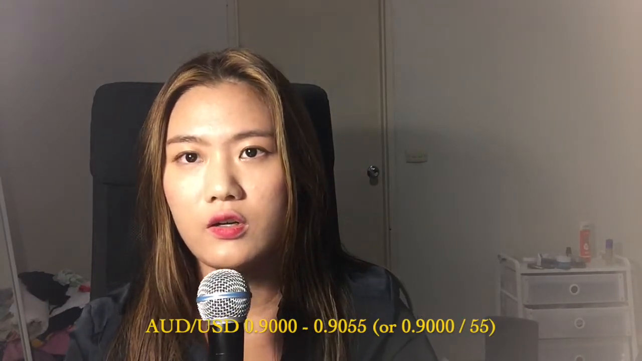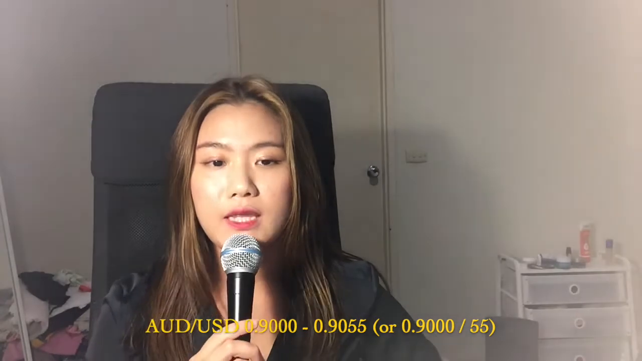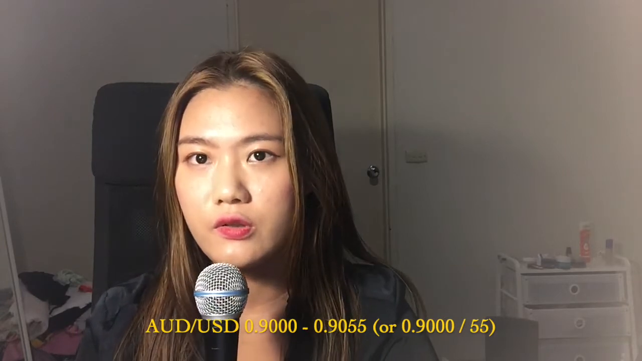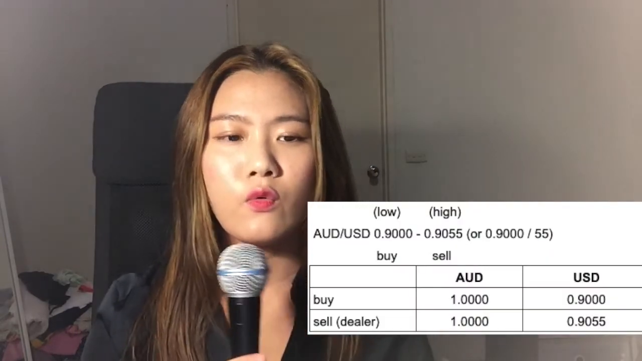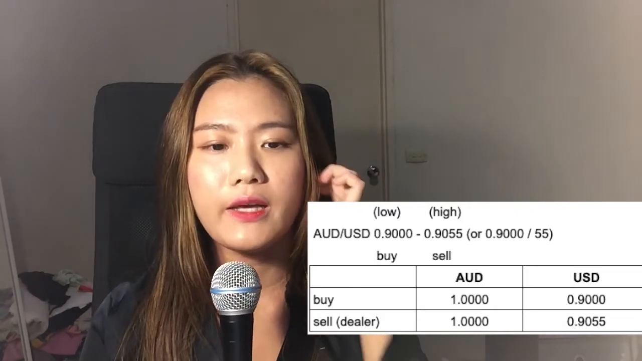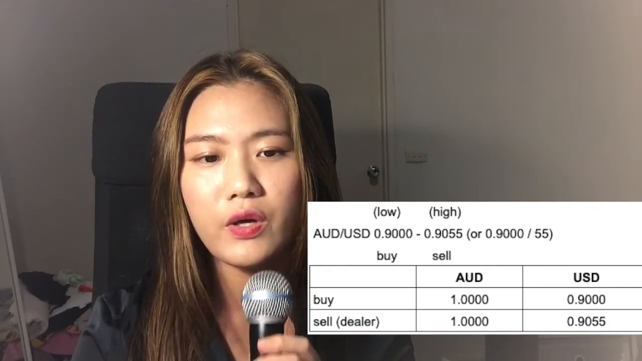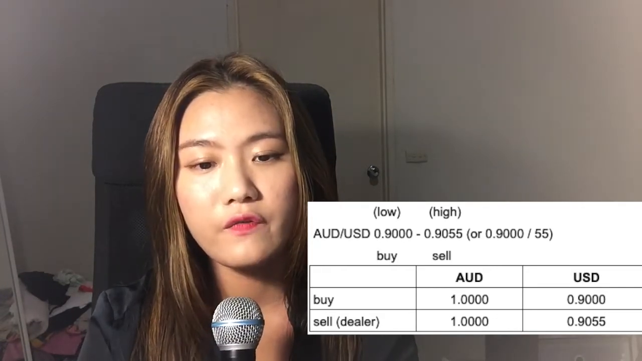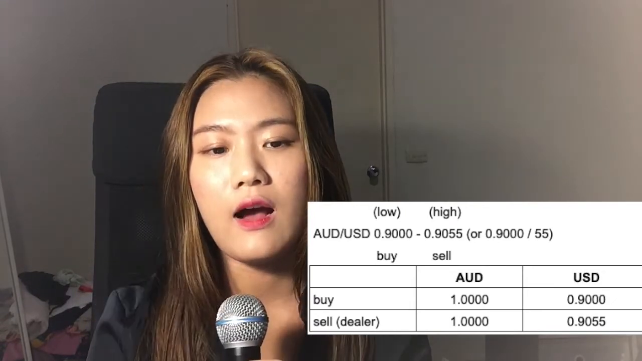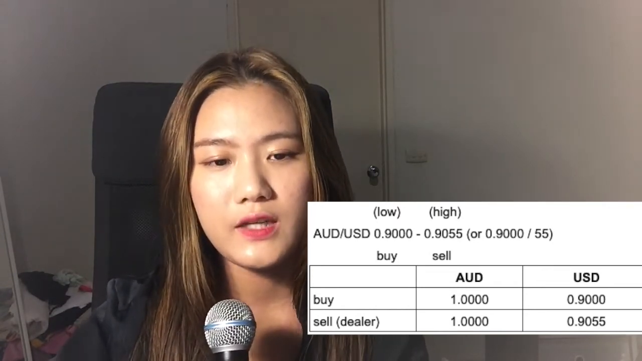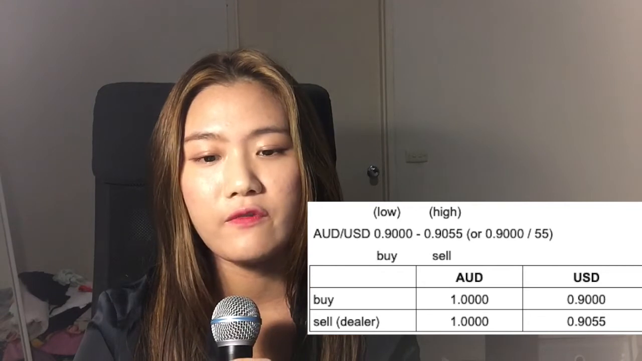There is a term called two-way prices. Usually when you write down a currency pair, you would say Australian dollar / US dollar. For example, 0.9000 - 0.9055, or 0.900/55. This means for 1 Australian dollar, you're going to buy US dollars at 90 cents and you're also going to sell US dollars at 0.9055. The spread of this is 55 points, because I would buy this Australian dollar at 0.9 US dollar and the dealer will sell at 0.9055. So the difference will be 55 points.